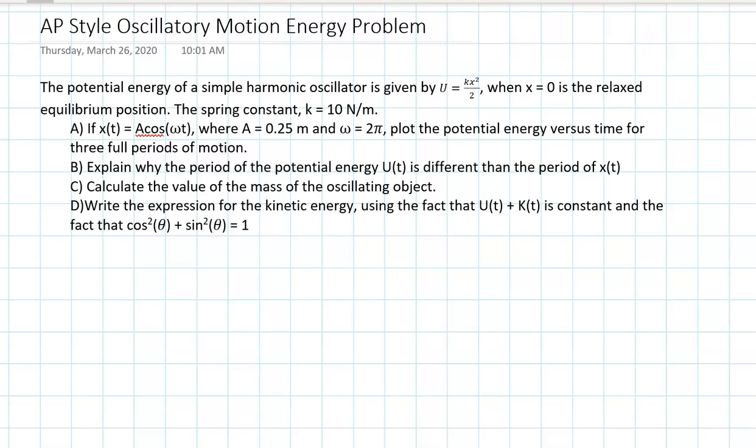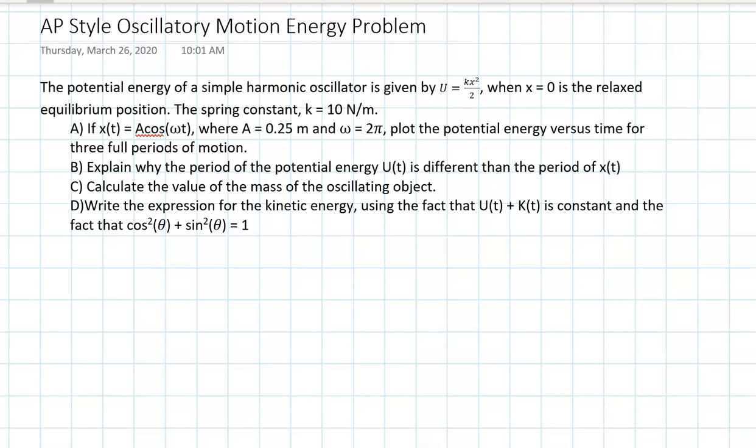Part A, if x(t) equals A cosine omega t, where A equals 0.25 meters and omega equals 2 pi, plot the potential energy versus time for 3 full periods of motion. B, explain why the period of the potential energy is different than the period of the position function. Calculate the value of the mass of the oscillating object.